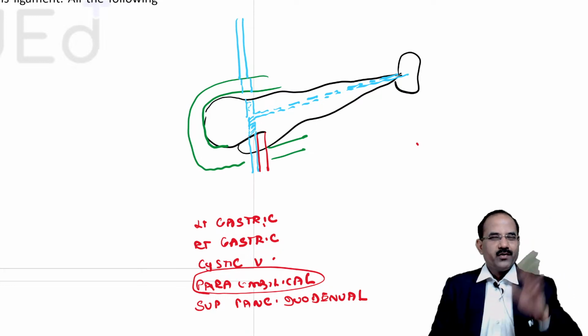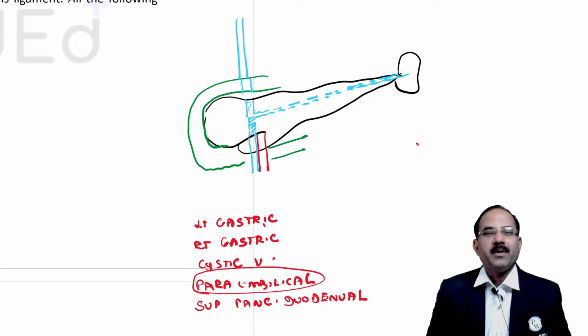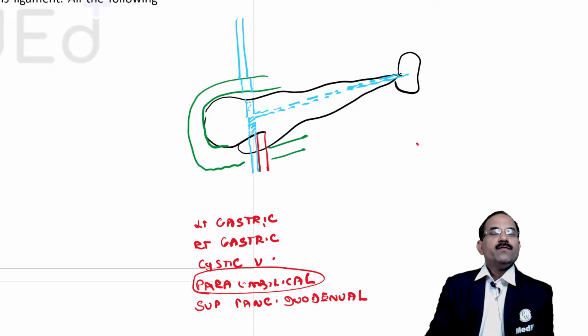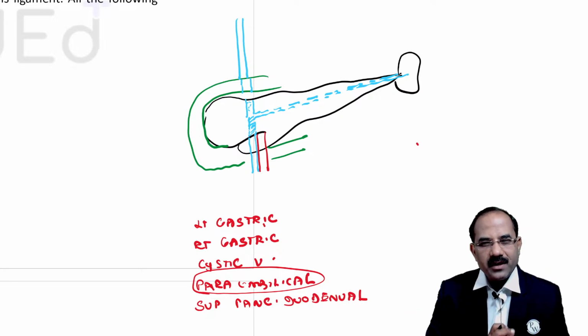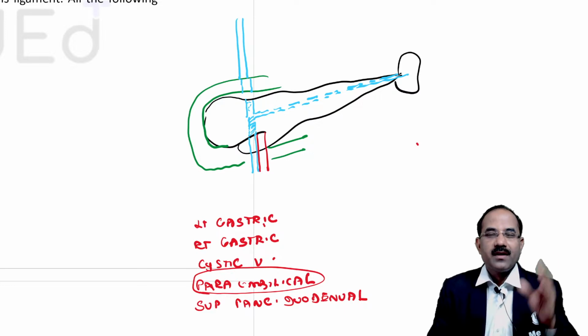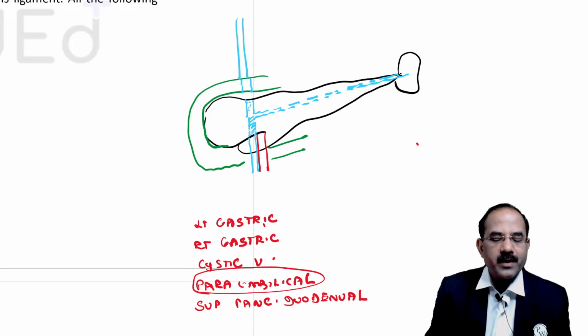Yes, good evening to all of you once again. The paraumbilical veins are the contents of the falciform ligament. Which is the other content of the falciform ligament? The ligamentum teres. Ligamentum teres and the paraumbilical vein lie within the falciform ligament. Just remember this, another very important MCQ. Clear? And what is this falciform ligament?